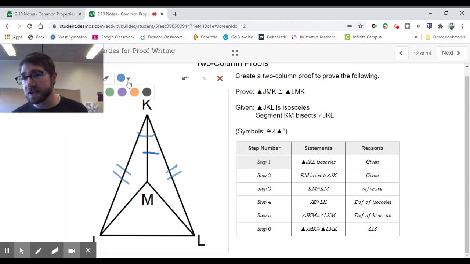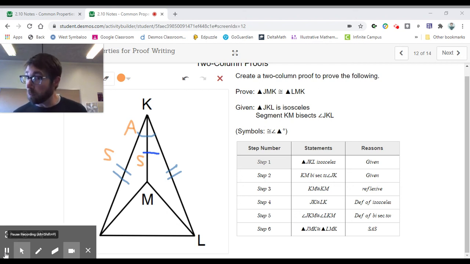And so all things said and done, I do have three congruent parts, a side, an angle, and then another side in both triangles. And so we say JMK is congruent to LMK by side, angle, side. Whoa, how about that? Ask us if you have questions.